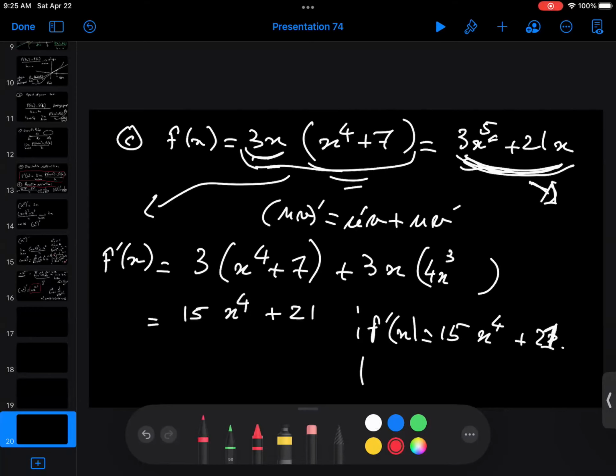Two things that will be very useful for you in the years to come are this formula here, and of course the more basic computations that are here.